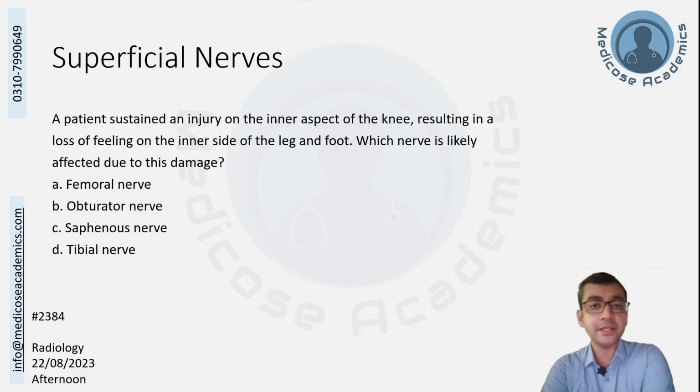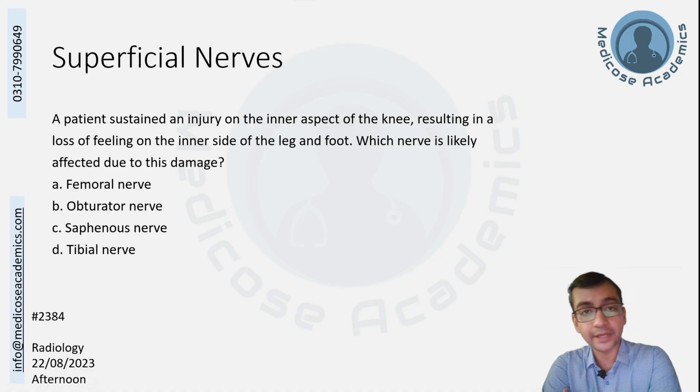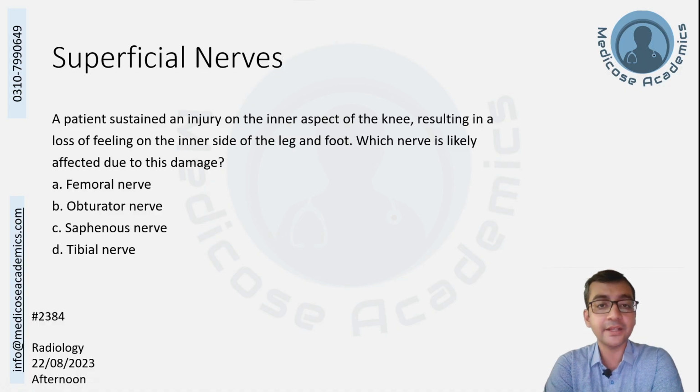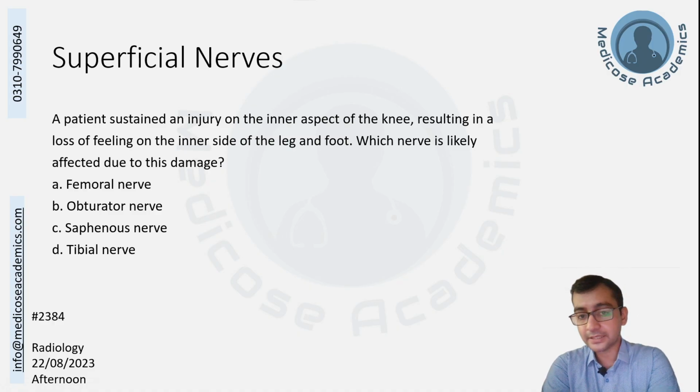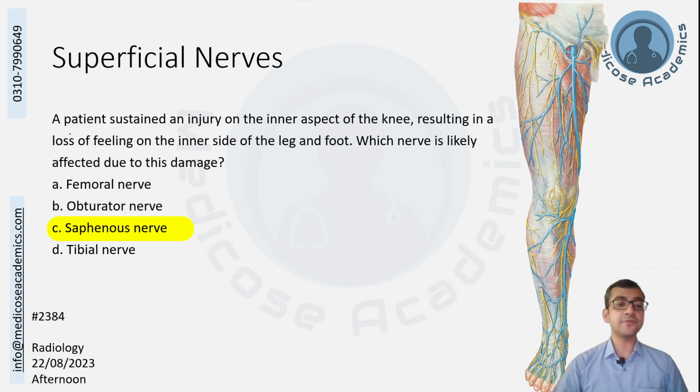A patient sustains an injury on the inner aspect of the knee, resulting in loss of feeling on the inner side of the leg and foot. Which nerve is likely to be affected? Again, the same answer: the saphenous nerve will most likely be damaged. Here you can see the femoral nerve is involved too, but whenever you are given two options, you give the answer of the vessel or nerve or lymphatic that is nearer to the target.